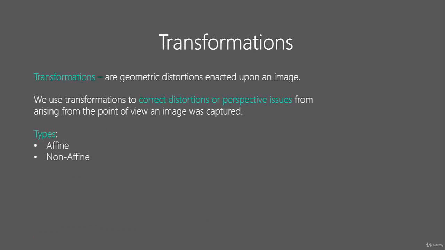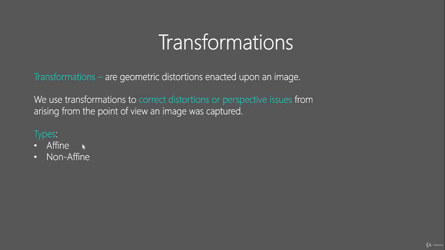So let's talk a bit about transformations. So what exactly are transformations? Simply put, they're geometric distortions enacted upon an image. Now these distortions can be simple. It can be things like resizing, rotation, translation. However, there are more complicated distortions such as perspective issues arising from different views that an image was captured from.